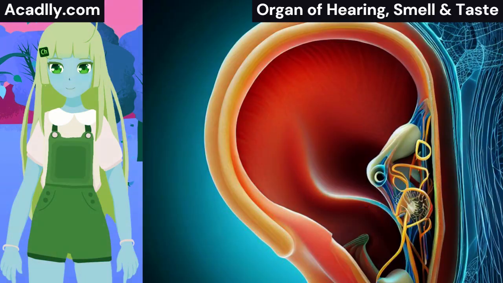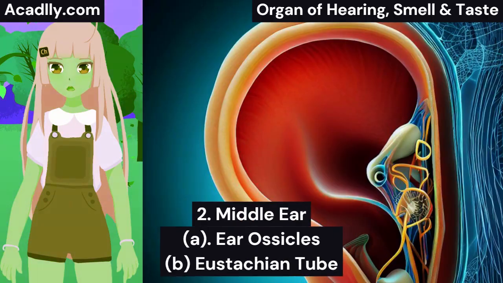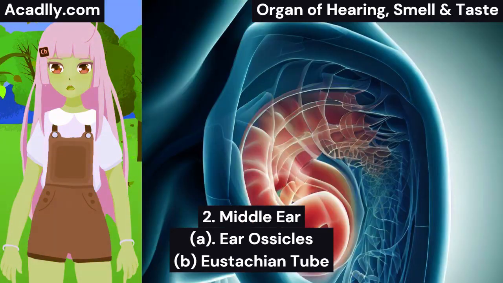ear. 2. Middle ear. The middle ear is a small air-filled chamber within the skull. It consists of three tiny bones called ear ossicles, malleus, incus, and stapes, and the eustachian tube. A. Ear ossicles. These bones, namely the hammer, malleus, anvil, incus, and stirrup, stapes, connect the outer ear to the inner ear. They transmit vibrations from the eardrum to the oval window, resulting in increased pressure within the window.